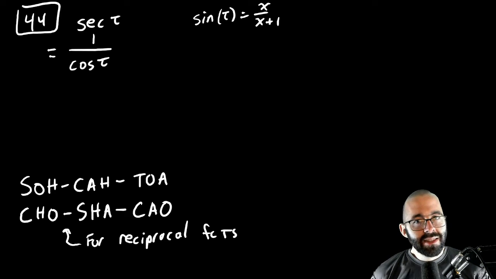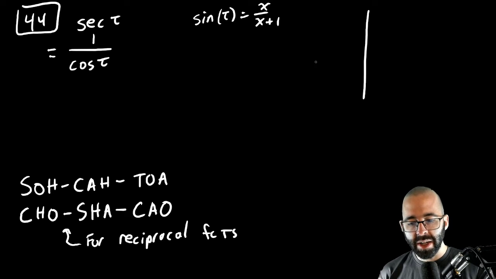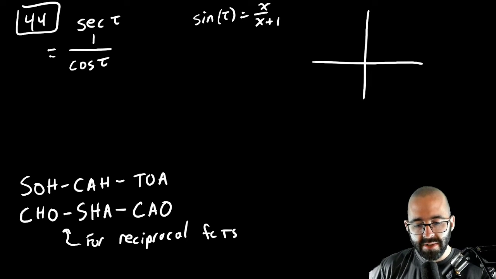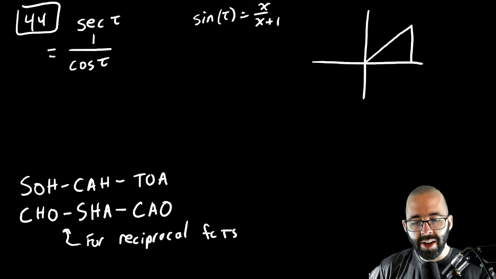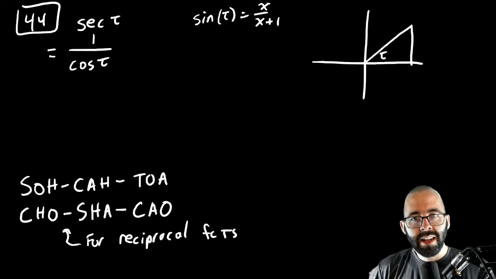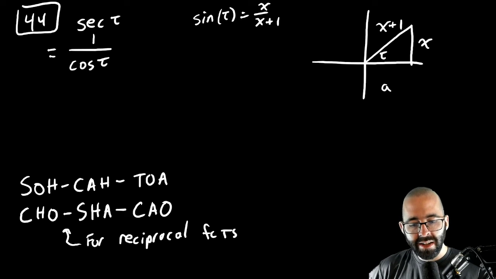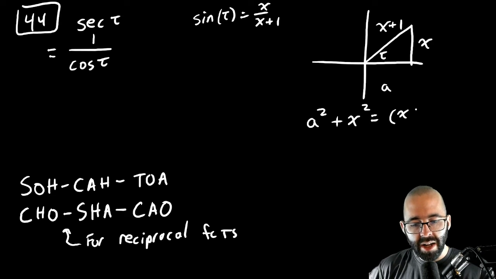Anyway, so we know what sine is. We'd like to know what cosine of that is. Let's draw a picture. I don't know what t is. I don't know where t is. Let's just draw it in the first quadrant. The sine of t, oh, I see. This is like the same as before. The sine of t is x over x plus 1. Okay, we just need to find the cosine of t, so we need to find this a value over here. So just like before, a squared plus b squared equals the hypotenuse squared. Solve for a.